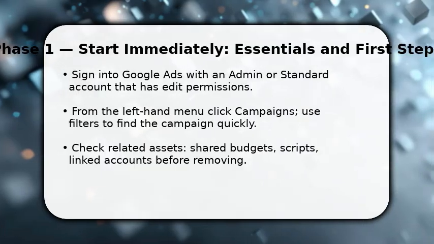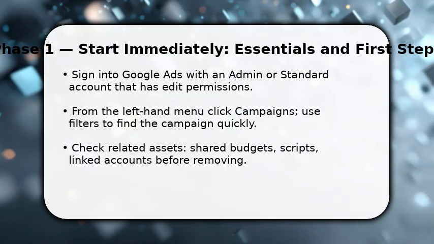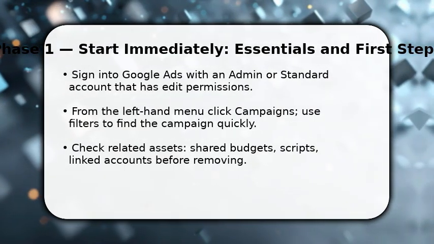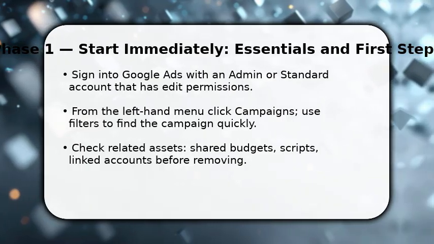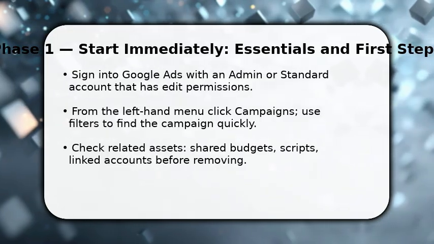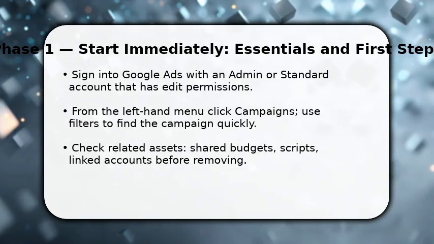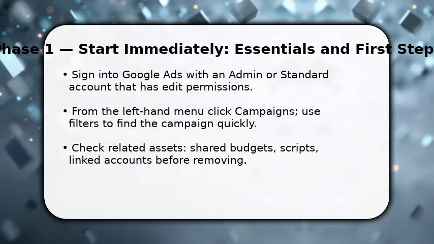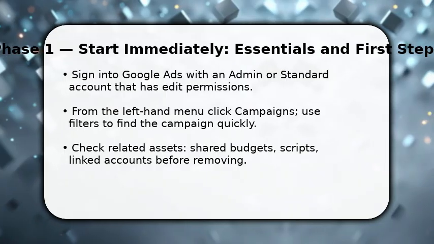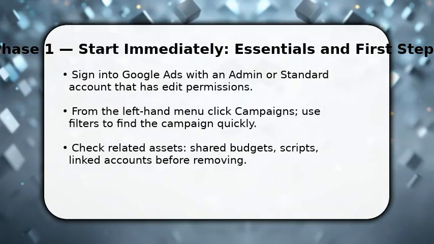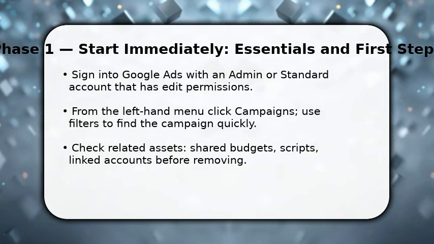You start by signing into Google Ads with an account that has edit permissions, admin preferred. Once signed in, open the left menu and click Campaigns to load the campaign table. Use the search box or filters to narrow to the campaign name, ID, or label so you don't select the wrong one. Make sure to glance at shared budgets and linked accounts now, because those relationships affect what happens next and save you from accidental billing or delivery changes.